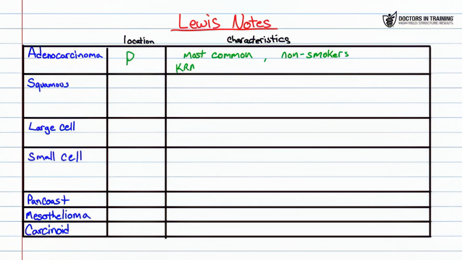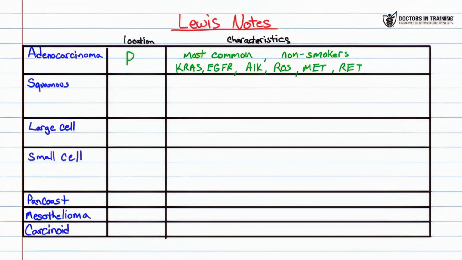So we have KRAS, we have EGFR, we have ALK, we have ROS, we have MET, and then we have RET. So remember those. Those are probably the trickiest part of all of this today, remembering all the gene associations. Let's move on to squamous.